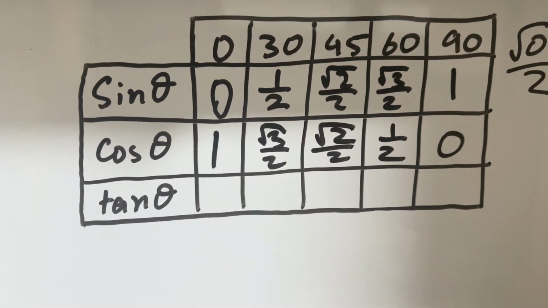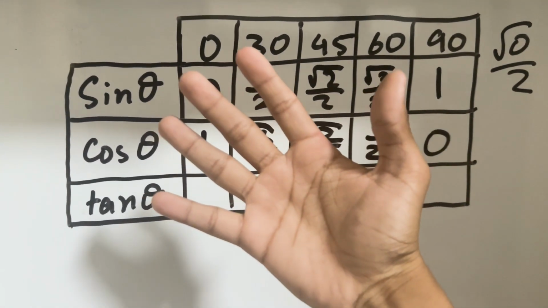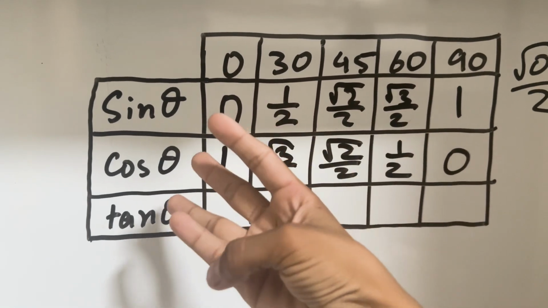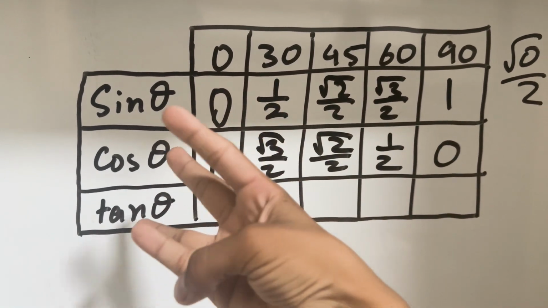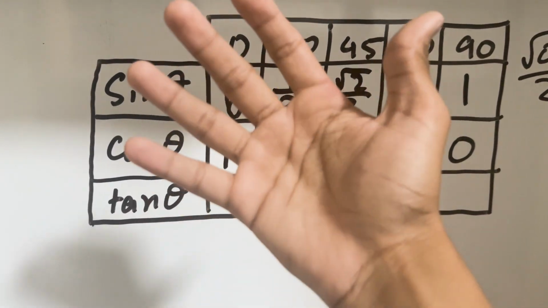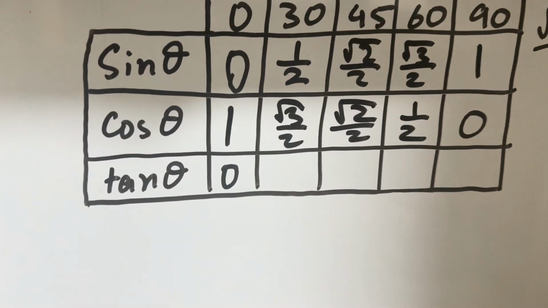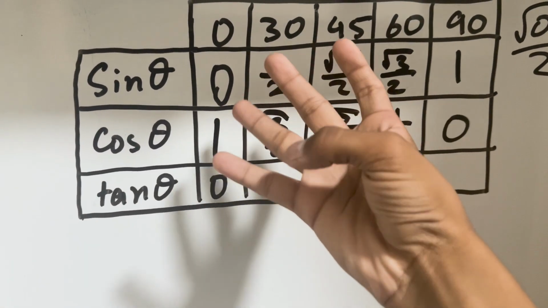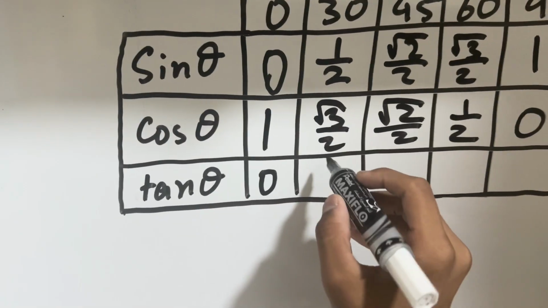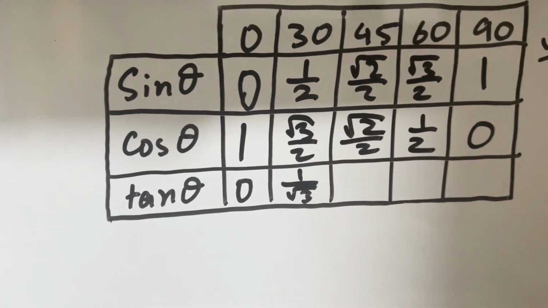Now for tan theta, it's a bit different. We're going to have the square root of the number of fingers below our desired finger over the square root of the number above. So for 0, how many fingers are below 0? 0. So the square root of 0 over how many fingers above? 1, 2, 3, 4. So the square root of 0 over the square root of 4. That's just 0. Now for 30. 30 is here. The square root of 1 over the square root of 3. So that's 1 over the square root of 3, because the square root of 1 is just 1.